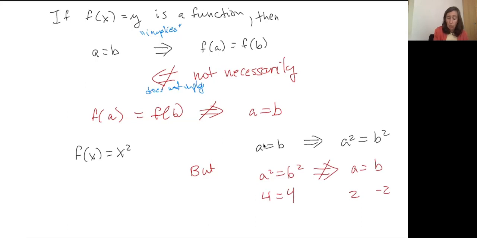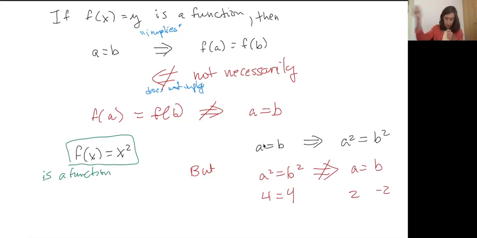And so what we would say here is that f of x equals x squared is a function. We can square any number, you give it an x, we'll multiply it by itself and tell you what it is, and it's only going to be one thing. It's not going to be this or that. So f of x equals x squared is a function, but it is not invertible.